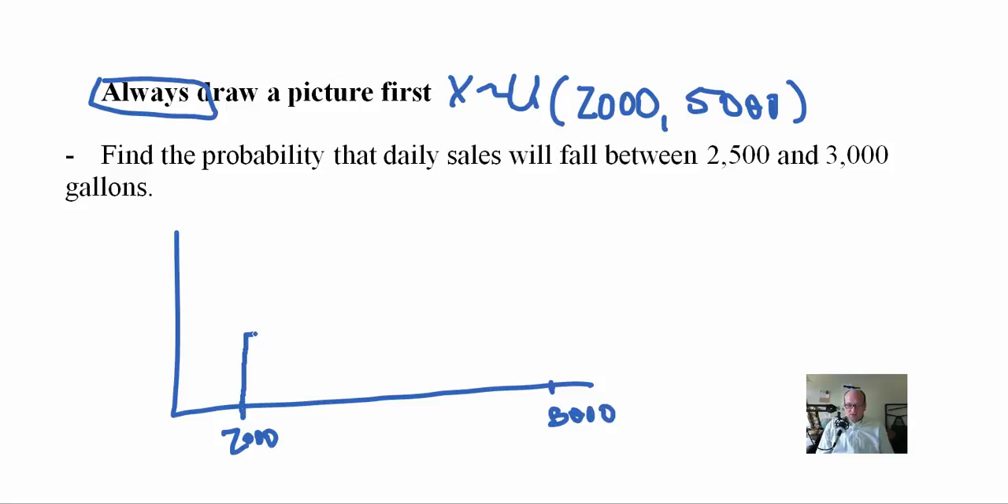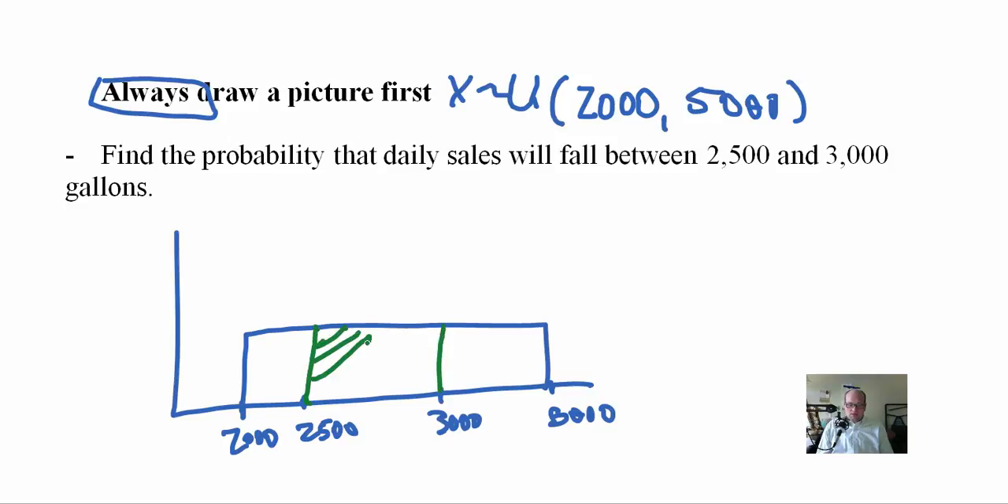If it's a uniform distribution, then it looks something like this. Equally likely across all possible spaces. The question is asking, what's the probability of something between 2,500 and 3,000? I'm not really drawing to scale very well, but this is a box right here. This is the area we're interested in. So we're really concerned about the area of this box as a percentage of the area of the entire box. That gives us the probability.